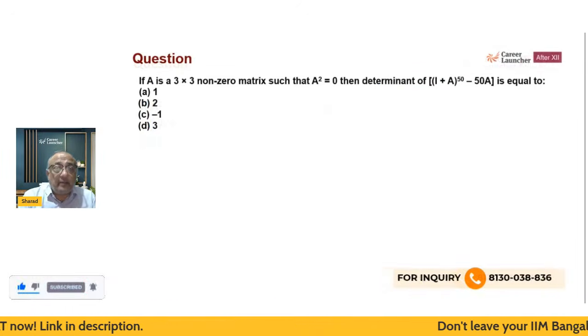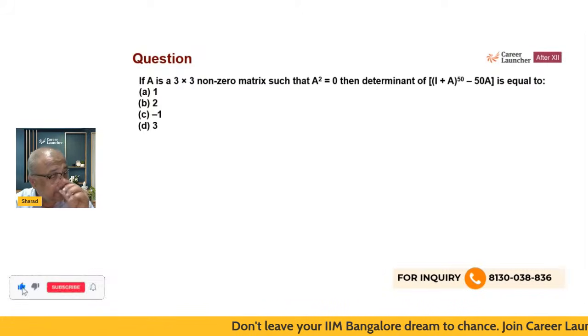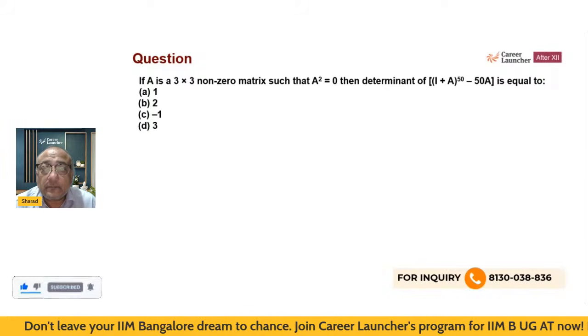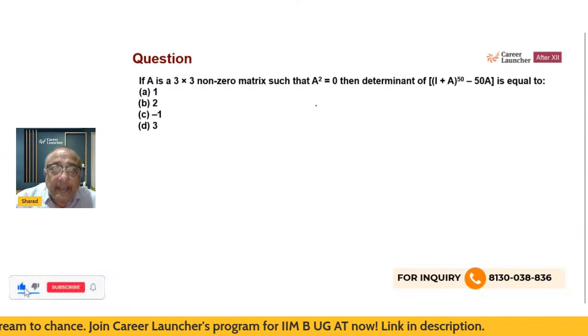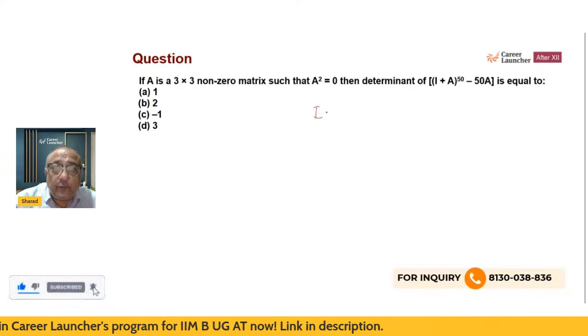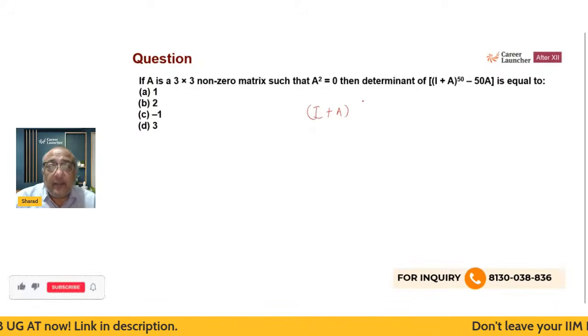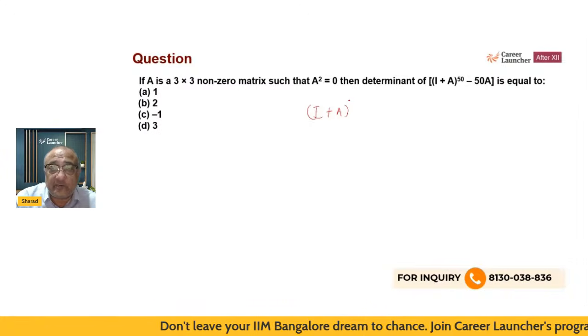Okay. Now, after this, let us solve this question. Give yourself a moment or so and let us complete this question. So again, the same concept which I have told you, there is no power function. There is no way you can compute I plus A raised to power 50. There is no concept of binomial theorem, etc.